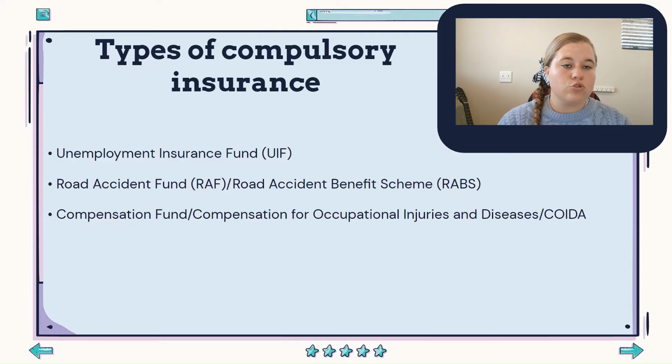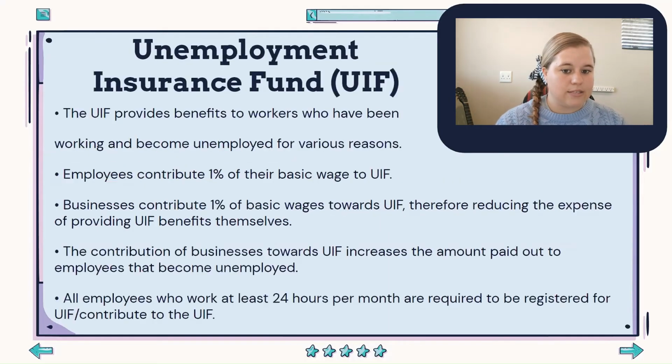Types of compulsory insurance. There we're looking at the UIF, Unemployment Insurance Fund, Road Accident Fund, Road Accident Benefit Scheme, and of course, you guys know COIDA, Compensation Fund for the Compensation of Occupational Injuries and Diseases Act.